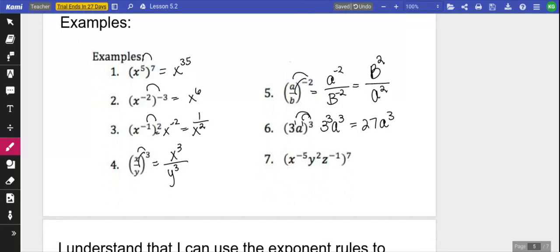Number 7, first we're going to distribute to everything. So it's going to become x to the negative 35th, y to the 14th, and z to the negative 7th. And then you can't have any negatives, so the x needs to go to the bottom to become positive. The y is already positive, so it gets to stay on the top. And then the z needs to join the x down below to become positive.